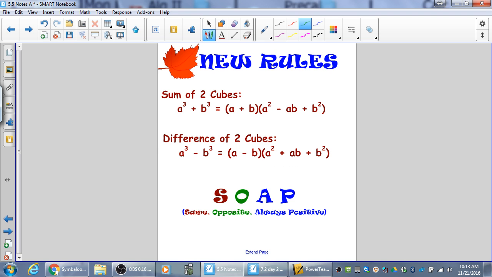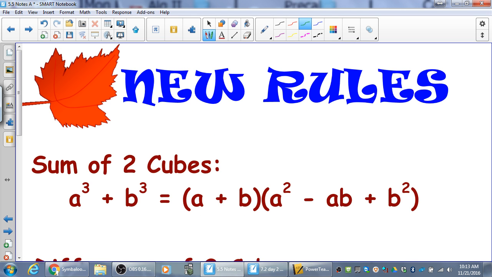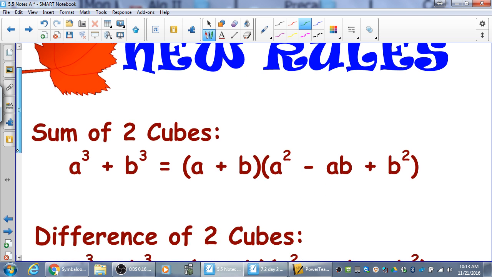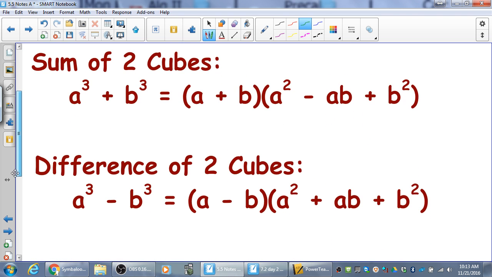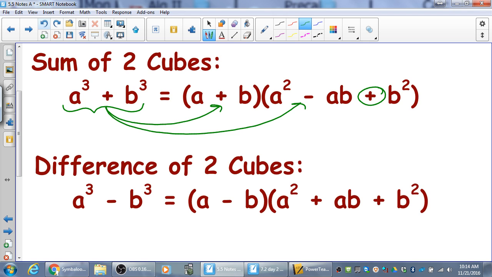A to the third plus b to the third is that. I know that when it copied, it just kind of covered it up. Same, opposite, plus. Talks about the signs. So if this says a to the third plus b to the third, this will be the same sign. Then it will be the opposite sign of this. And then it's always, well, no, I shouldn't draw that one because this is the same. This one will be opposite, and this one's always plus.